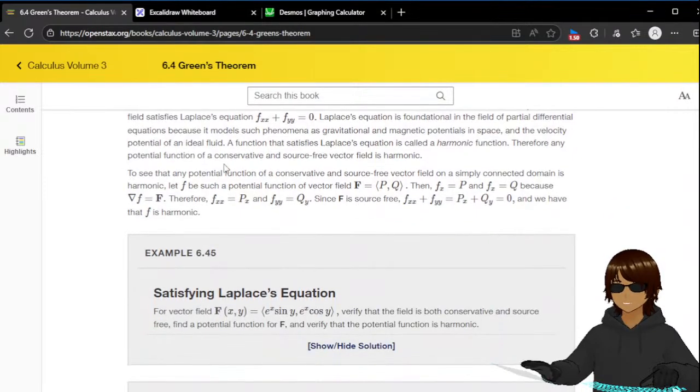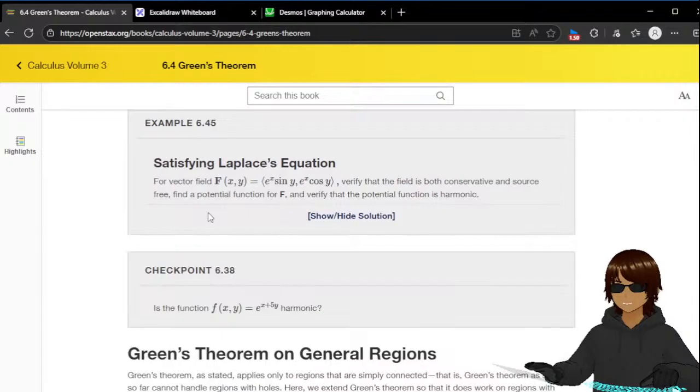To see that any potential function of a conservative and source-free vector field in a simply connected domain is harmonic, let f be a potential function of the vector field F. Then fx is P, and fy is Q. I think that's what they meant. Because the gradient of f is equal to F, fxx is equal to Px and fyy is equal to Qy. Since F is source free, fxx plus fyy is equal to Px plus Qy is equal to 0, and we have that f is harmonic.